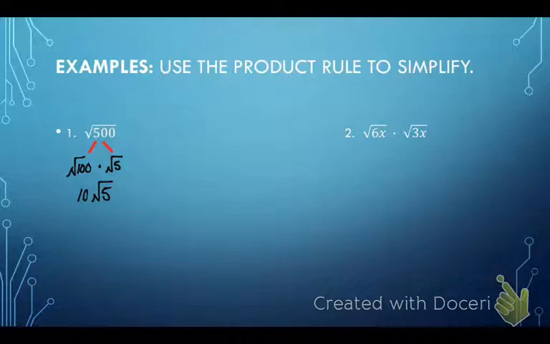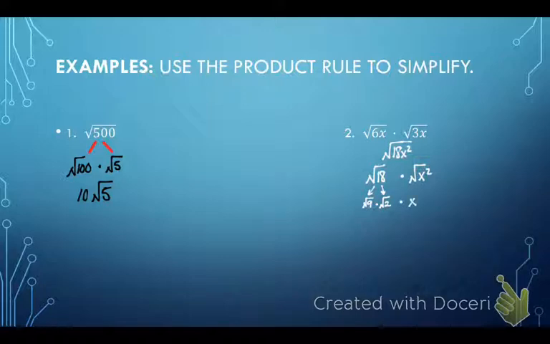So, if I have the square root of 18x squared, right? 6 times 3 is 18, x times x is x squared. Now I want to individually look at each part. So I'm going to look at the square root of 18, and I'm going to look at the square root of x squared. What's a perfect square that I can factor out of 18? 9, right? So this is the square root of 9 times the square root of 2. What's the square root of x squared?